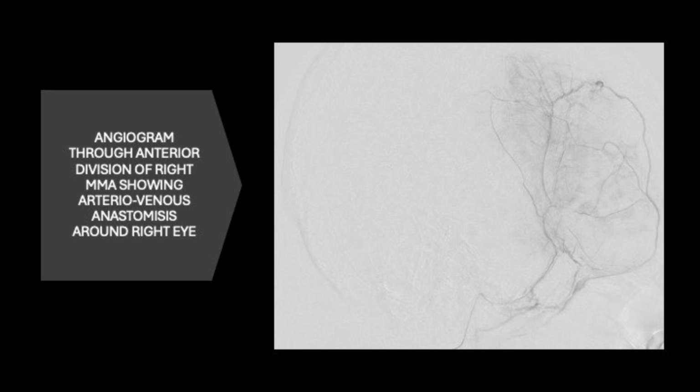There was an anastomosis supplying the right eye from the anterior division of the middle meningeal artery. This is a dangerous situation. If we use particle embolization, there's a risk that particles could travel through the anastomosis and potentially cause visual loss. To avoid this complication, we decided to embolize coils alone.